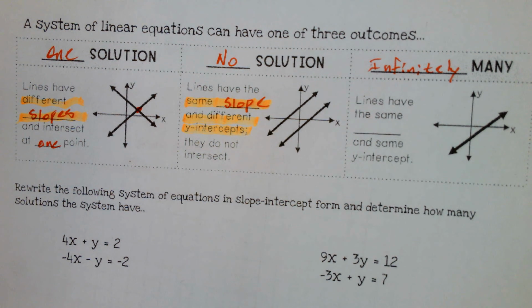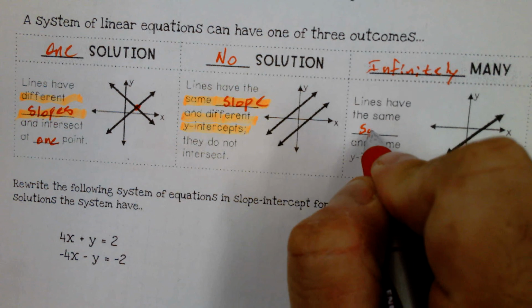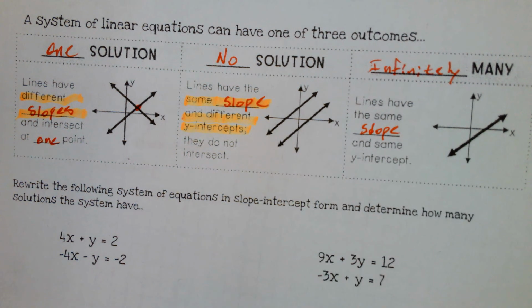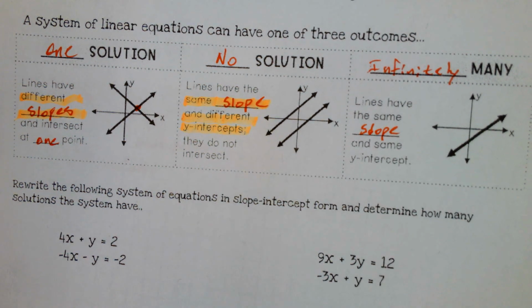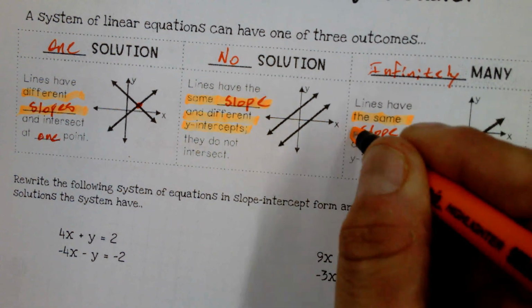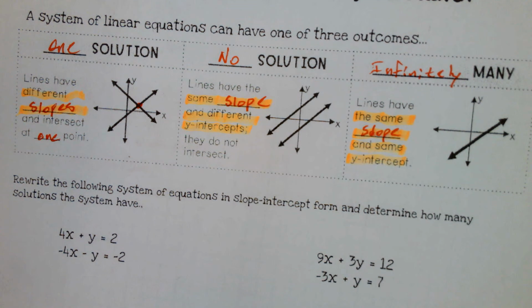And then sometimes you'll have two lines that coincide, overlap basically. And that means that the lines have the same slope again. So same slope as before, and they're going to have the same y-intercept. Basically, once we rewrite them, they're going to look identical. Okay.